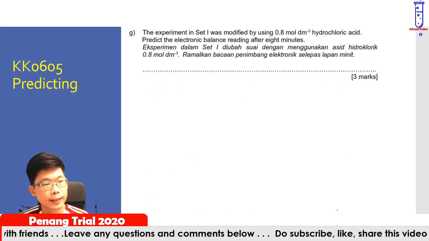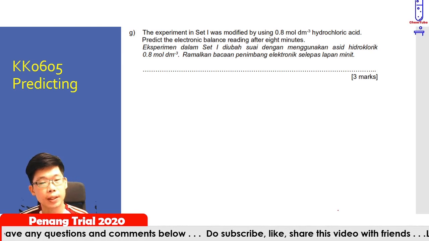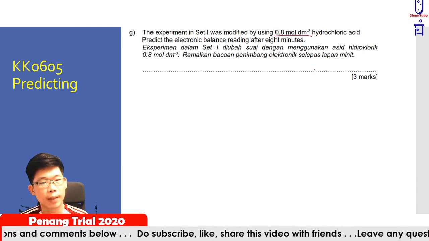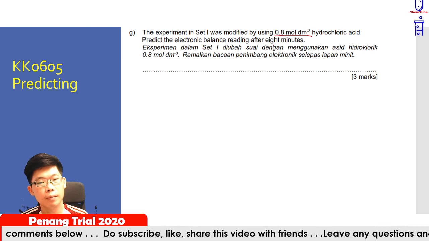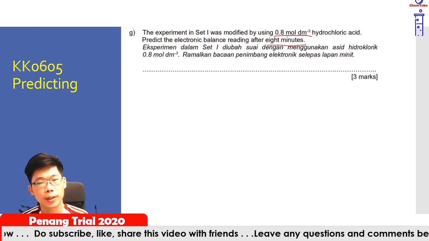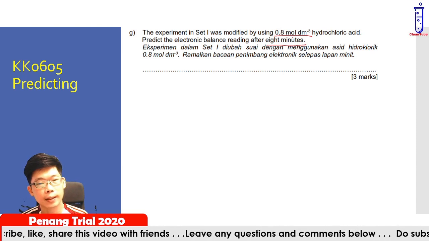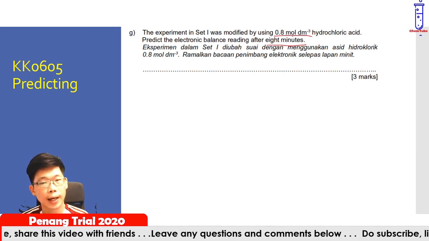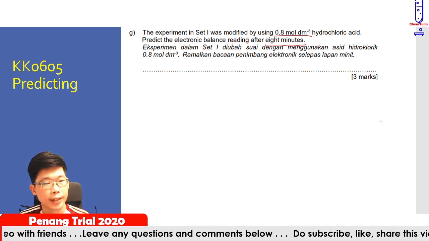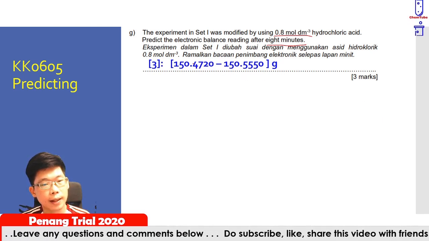Okay, next. The experiment in set 1 was modified by using 0.8 mole per cubic decimeter hydrochloric acid. Predict the electronic balance reading after 8 minutes. So just now, the highest concentration is 1.0. In other words, the mass would be a little bit higher compared to the 1.0 mole per cubic decimeter hydrochloric acid. So the mass will be between the second set and the third set.